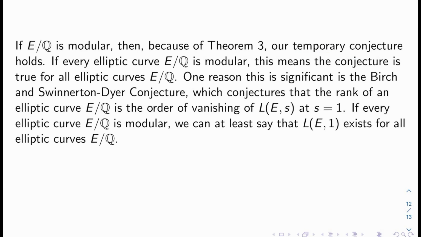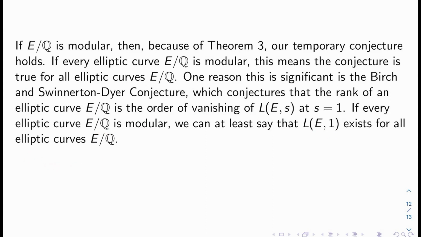If every elliptic curve over the rationals is modular, that means the conjecture is true for all elliptic curves E over Q. There are a lot of reasons this is significant, but one of them is the famous Birch and Swinnerton-Dyer conjecture, which is still open. This conjectures that the rank of an elliptic curve E over Q is the order of vanishing of L(E, s) at s equals 1. So why is this significant to that conjecture? If every elliptic curve E over Q is modular, you can say L(E, 1) exists for all elliptic curves E over Q. In other words, the Birch and Swinnerton-Dyer conjecture is well defined.